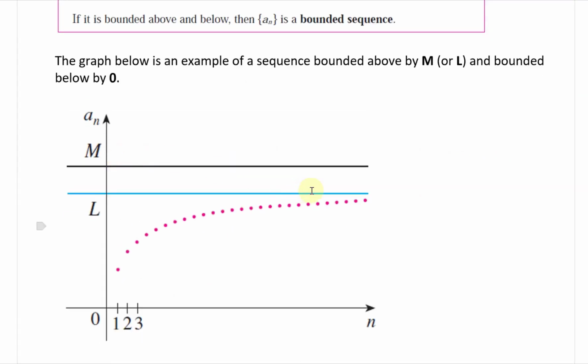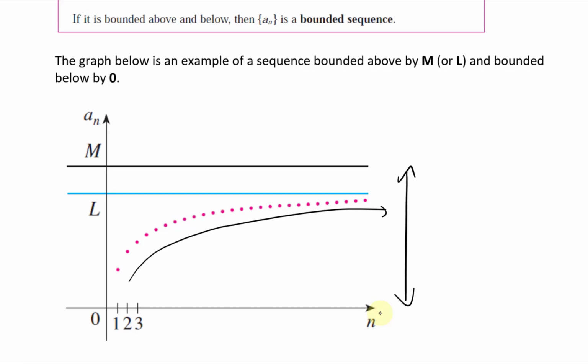So if you have L there, or you can just have M here, say an absolute high number, if you haven't solved the limit, and there's a 0 right here. So these are the terms of the sequence. They're all between this range. There's capital M and there's a 0. So this is bounded above and below. So that's a bounded sequence.